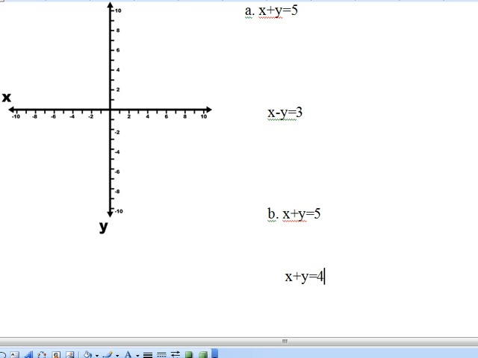The next thing that can happen is that the lines may be parallel, and so the system has no solution. And then the third thing that can happen is that the lines may coincide, and that means that the system has infinite solutions. If the lines are parallel, the system has no solution because the lines do not intersect, ever. If the lines coincide, which means they are basically the same line, then the system has infinite solutions because they intersect at every point.